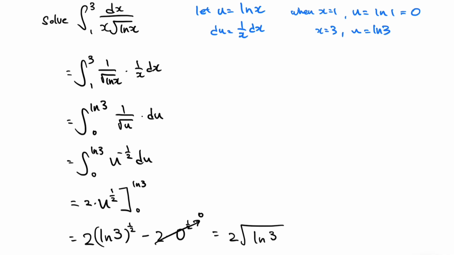The most common mistakes that I see from the students is forgetting to change the interval from 1 to 3, for this example, to 0 and ln 3 the moment that you change our variable from x to u. And as long as you remember to do that, I'm sure you'll be fine.